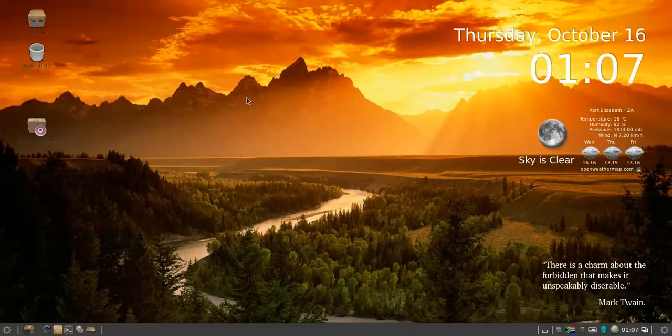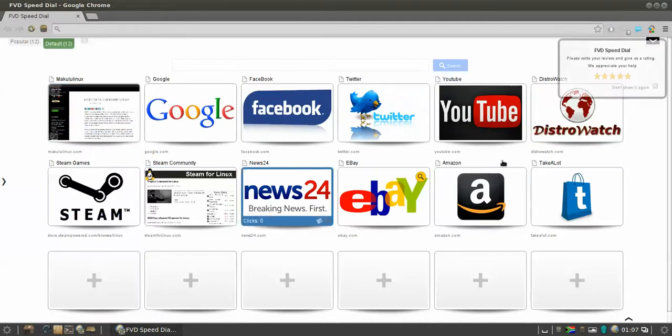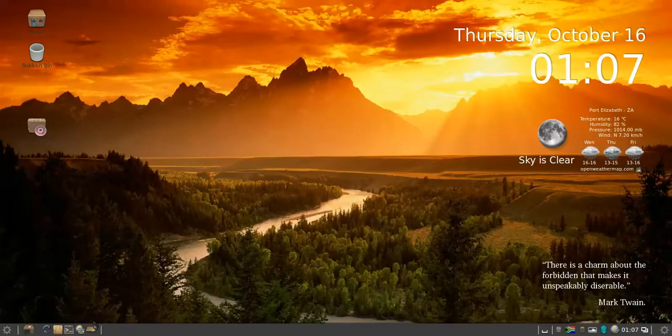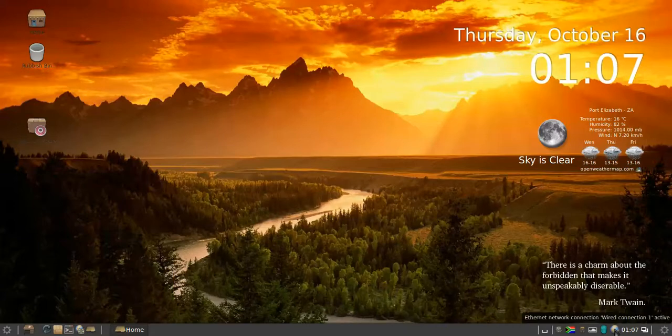We've also switched from Firefox to Chrome. Had a couple of issues with Firefox, so I installed Chrome instead. So that's Chrome, obviously. Enabled a couple of speed dials, a couple of extensions. I'm not going to go into great detail about that. Fixed the network. The network issues we were having, fixed. It actually says Ethernet network connected, one wired connection is active. So that's one of the last big bugs we had. That is fixed. That's squashed.